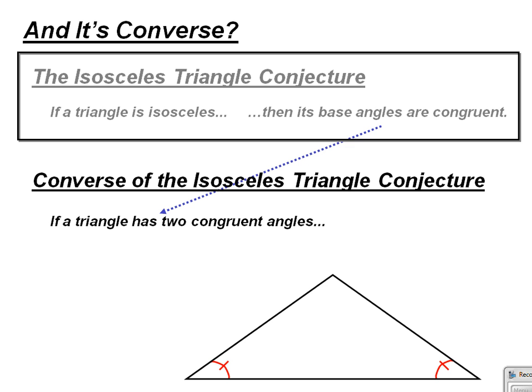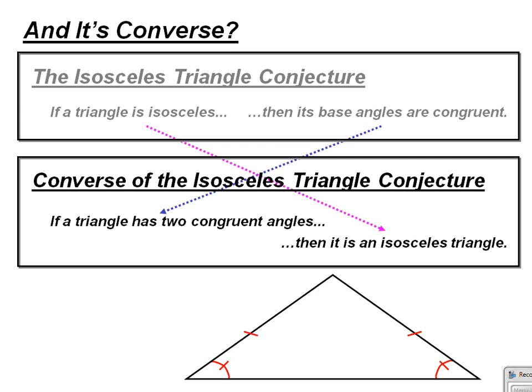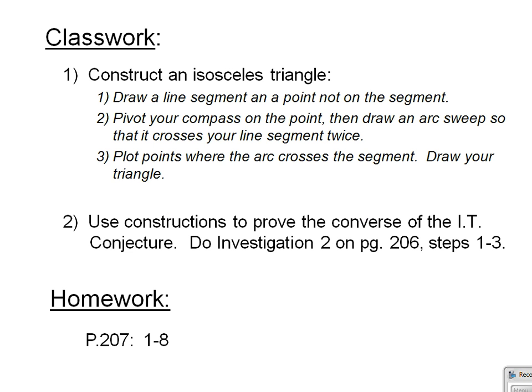So the converse of the isosceles triangle conjecture says that if a triangle has two congruent angles, then we can conclude that it is an isosceles triangle. Thus concludes today's lesson.